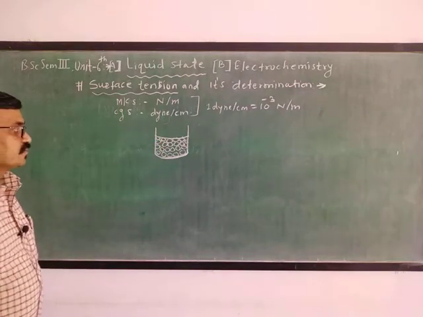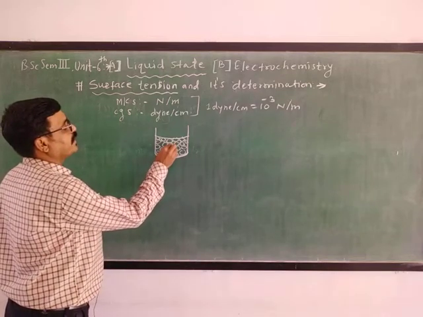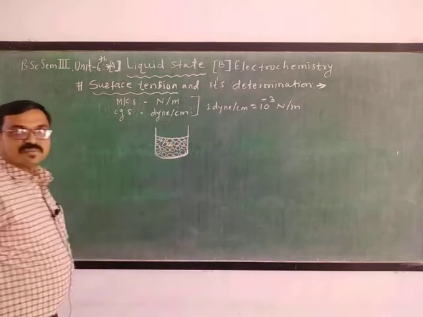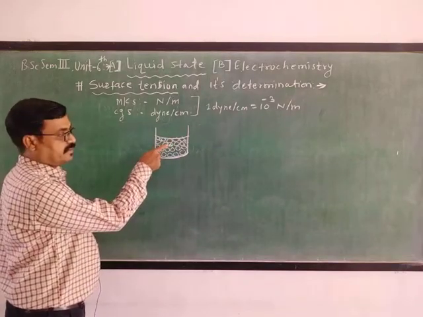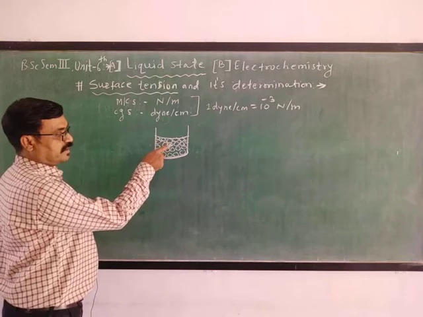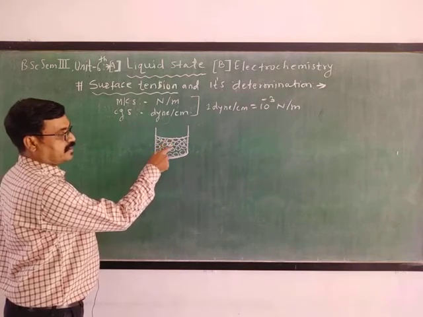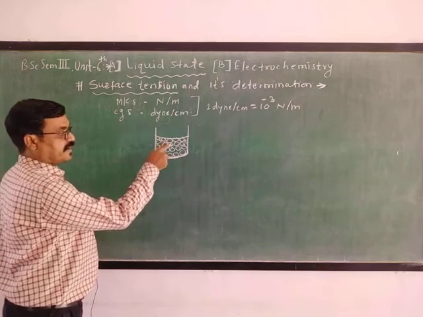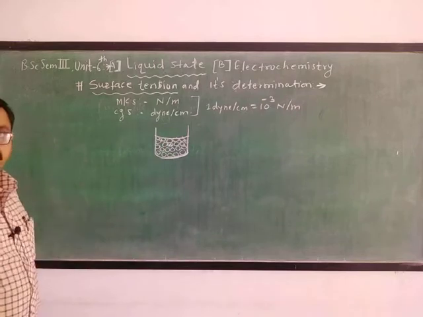Now why is it so? Let me consider a molecule of the type A. Let me assume this is a molecule A. This molecule A is in the interior of the liquid. On this molecule A, equal and opposite forces are acting in all directions. That's why this molecule A stays in the interior of the liquid.